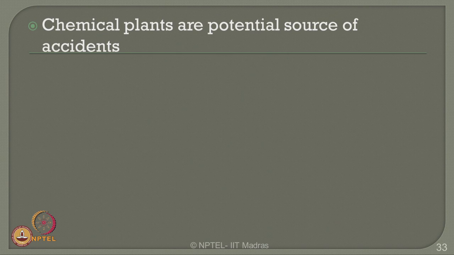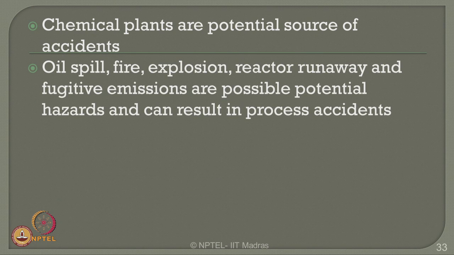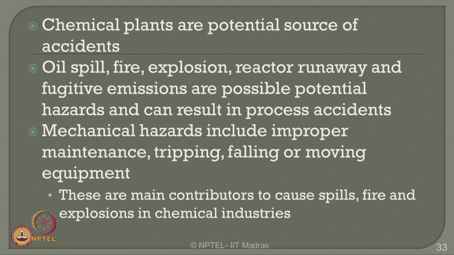Now, chemical plants are potential sources of accidents. Oil spill, fire, explosion, reactor runaway, and fugitive emissions are possible potential hazards in the process industries, which can cause accidents. Mechanical hazards include improper maintenance, tripping, falling or moving equipment. Unfortunately, these also add as main contributors to spills, fire and explosion in chemical industries.